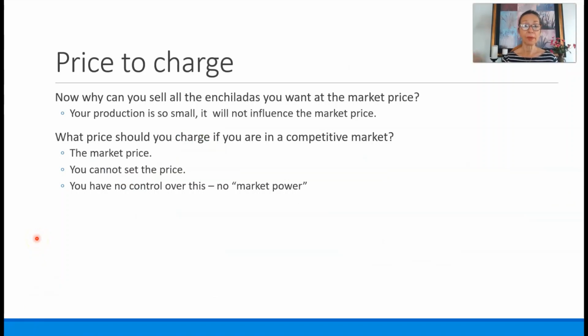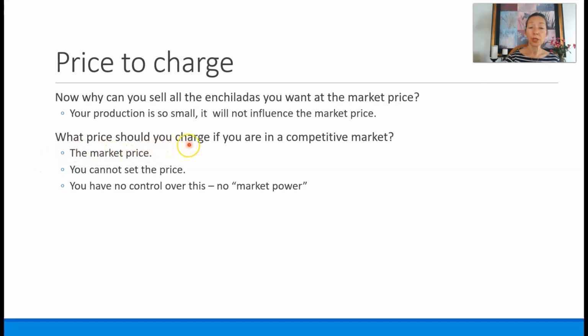Okay, so just to recap, why can you sell all the enchiladas you want at $6.50? I mean, that might be a good question. The reason you can sell as many enchiladas as you want at $6.50 is because there are so many sellers in the market that your production compared to the overall market is small and it does not influence the overall price. So here's the notes you should take.